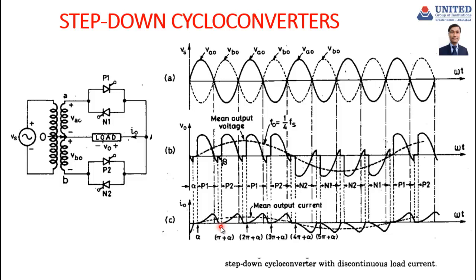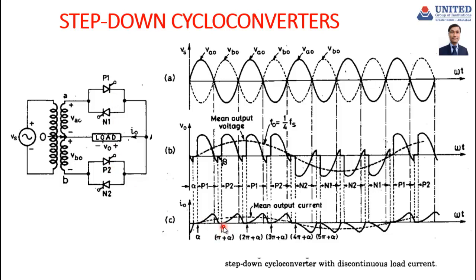At omega t is equal to beta, this thyristor P1 is naturally commutated, which is already reverse biased at pi. After half a cycle, small b is positive with respect to O. Now forward biased P2 is triggered at pi plus alpha.